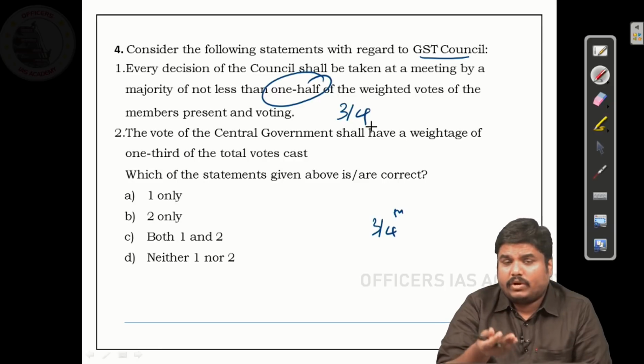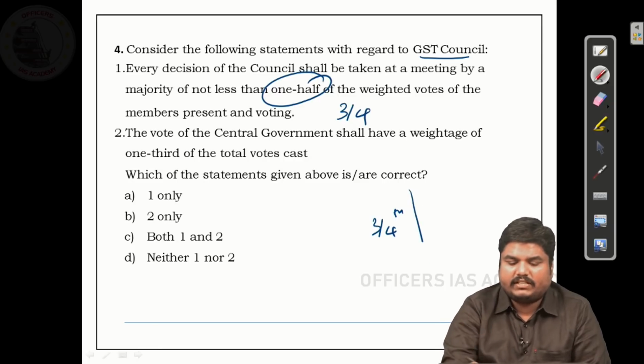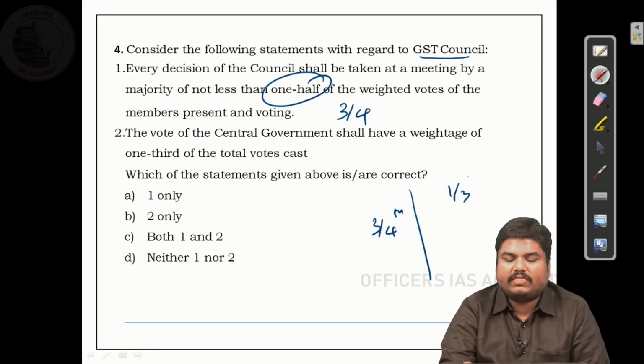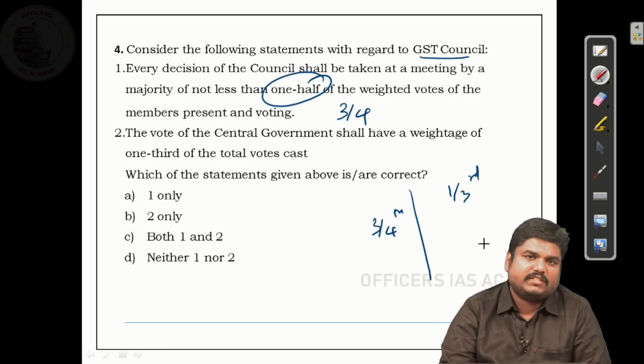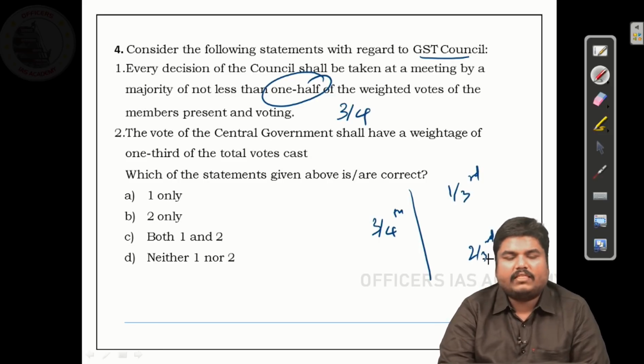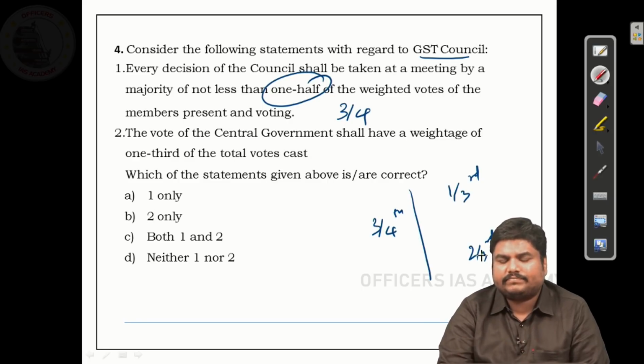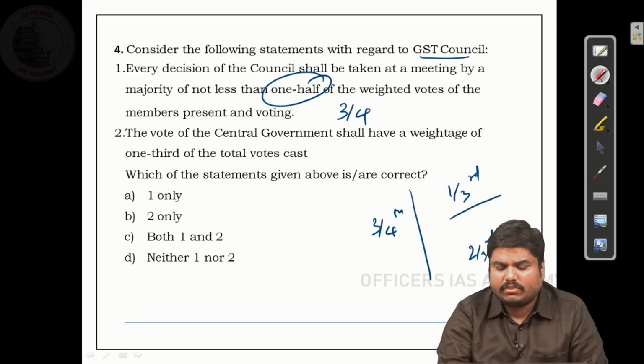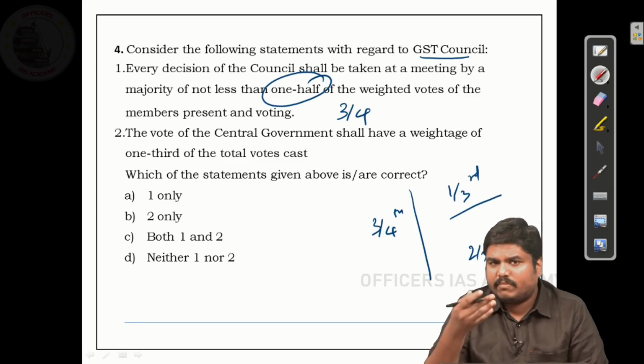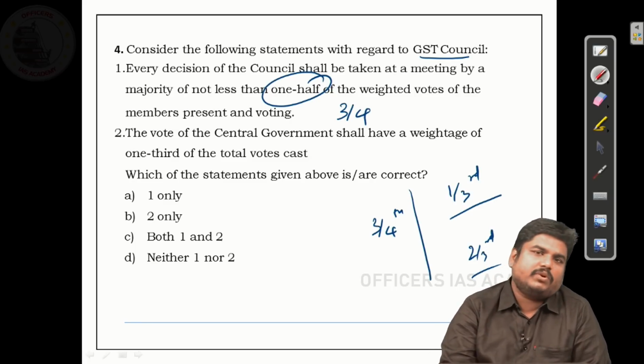The voting weightage given to the central government is 1/3 and the voting weightage given to the state governments is 2/3. That means the members are not given equal voting weightage. The central government members are given 1/3 of the voting weightage. The state government members are getting 2/3 of the voting weightage.